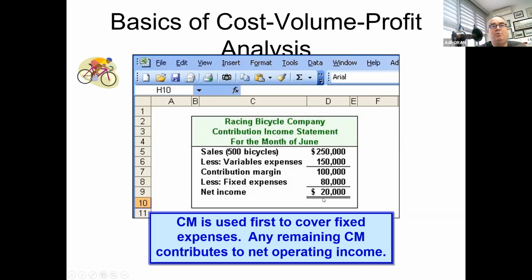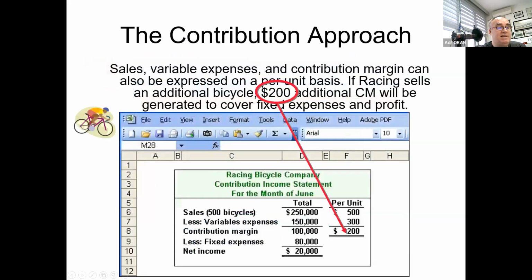So if we assume that this is within the relevant range, can we calculate the contribution margins, the per unit, and the contribution margin ratios? Yes, we certainly can. So in this case, if we do it on a per unit basis, we notice that we sell each bicycle for 500 and the variable cost is 300, which means that the contribution margin per unit, per bicycle, is $200. So each additional bicycle that we sell brings us an additional operating income of 200.